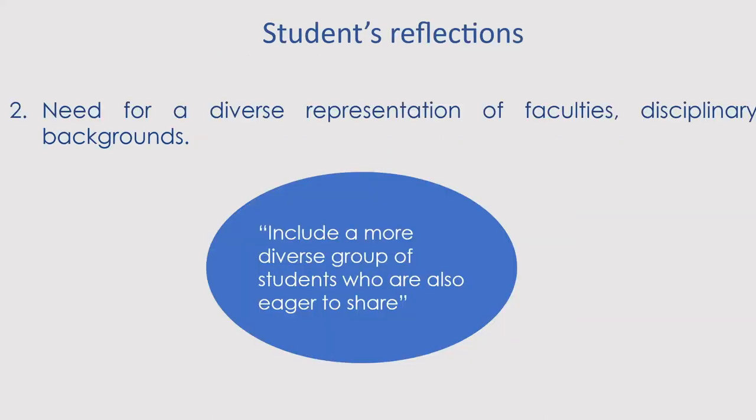Another thing that came up was that we needed to have a bigger reach. We need diversity in terms of faculties and academic backgrounds. That would mean trying to reach a larger group, because then we get more feedback from a diverse group of students than by approaching students that are categorized in the same faculty or doing the same program.